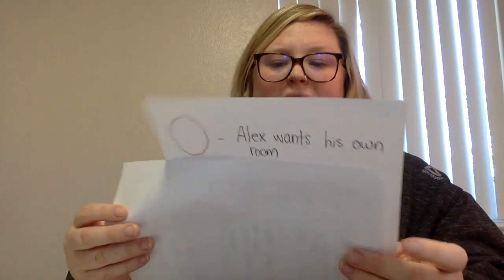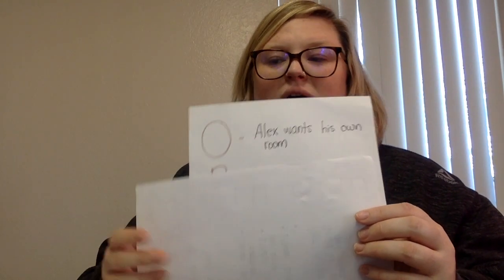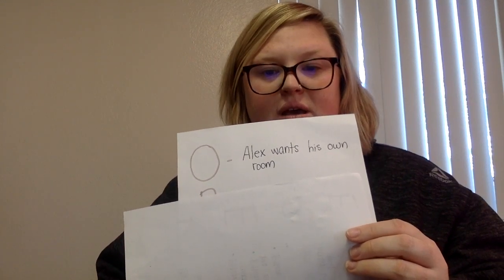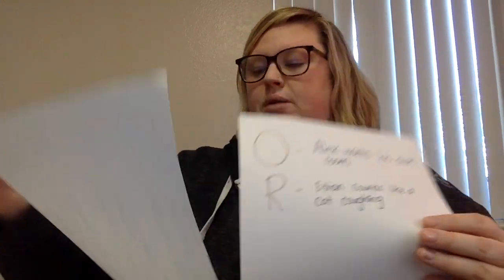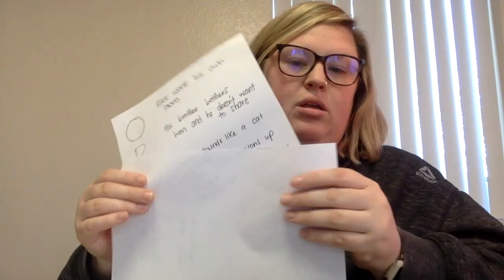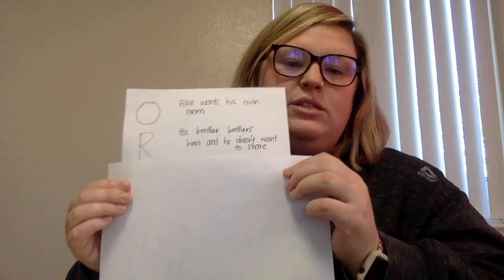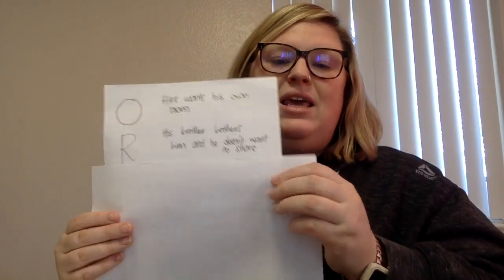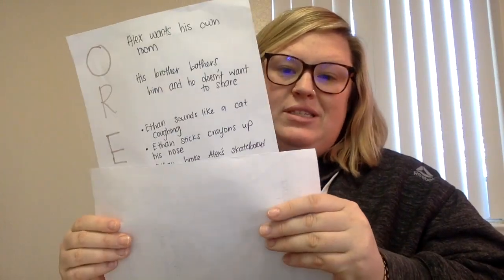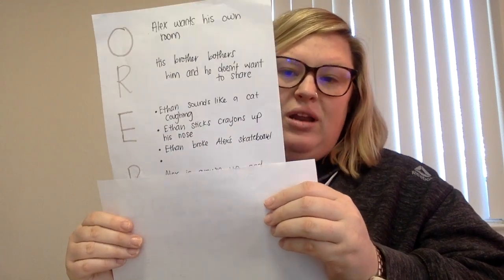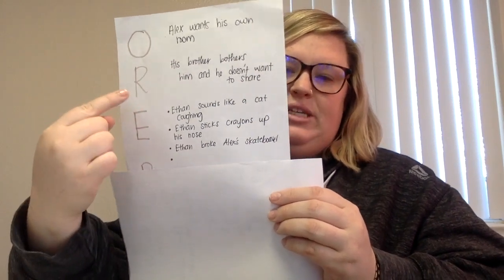Alex's opinion. He thinks he should have his own room. What's his reason? Well, he's talking a lot about his brother. What is he saying about his brother? He's saying that his brother bothers him and he doesn't want to share his room. That's his reason. So what are the examples? The examples are, Ethan sounds like a cat. He sticks crayons up his nose. He broke Alex's skateboard. He just bothers. These are his examples that support his reason.